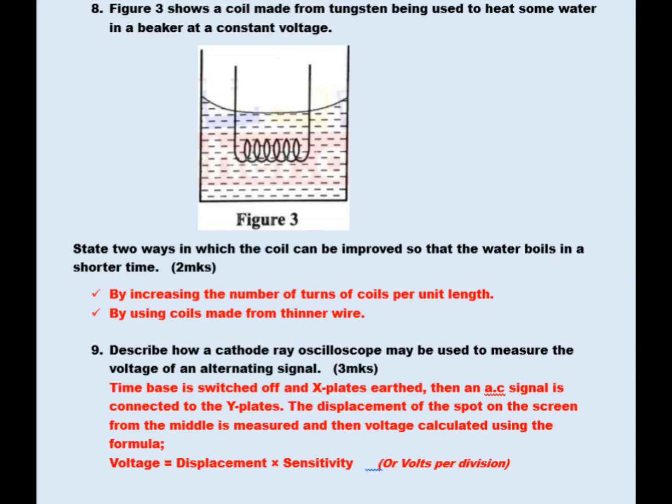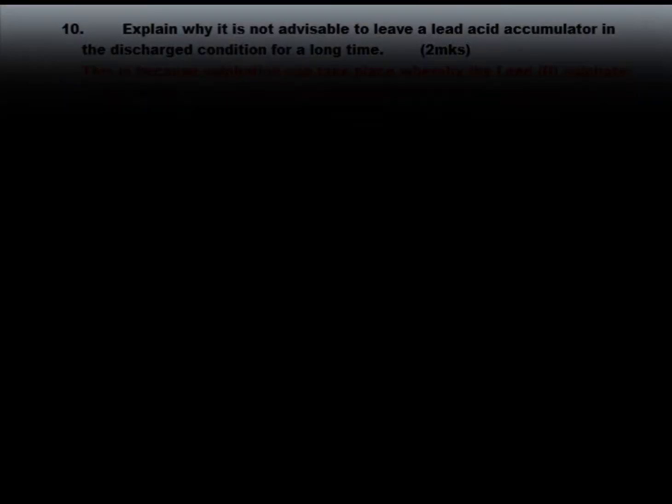The displacement of the spot on the screen from the middle. Remember, the AC will be moving both up and down. From the middle is measured, and then the voltage is calculated using the formula. Voltage is displacement times sensitivity. That is the number of divisions times voltage per division. So let's go to question 10.